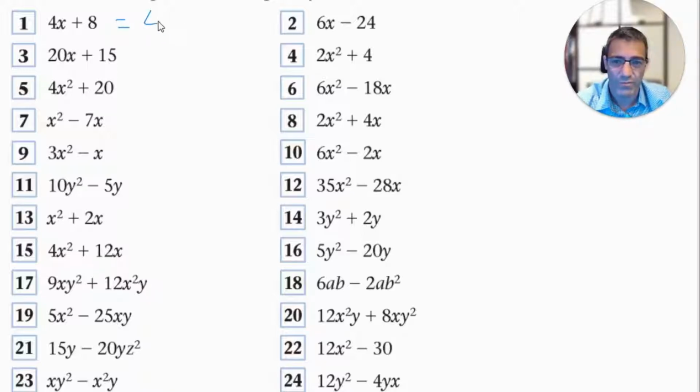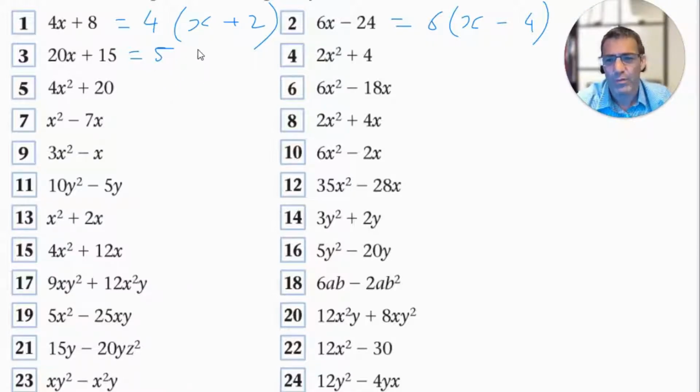So the first one is 4 times x plus 2, because if I expand 4 times x, I get 4x. 4 times 2 is 8. I'm going to go across to question 2. I see 6 as a common factor, so I'm going to say it's 6 times, and then I'm left with x minus 4. And I go to question 3. I see 5 is a common factor, so I'm going to go 5 times, and then if I open my bracket, I'm left with 4x plus 3, I guess. So that's 4x plus 3.